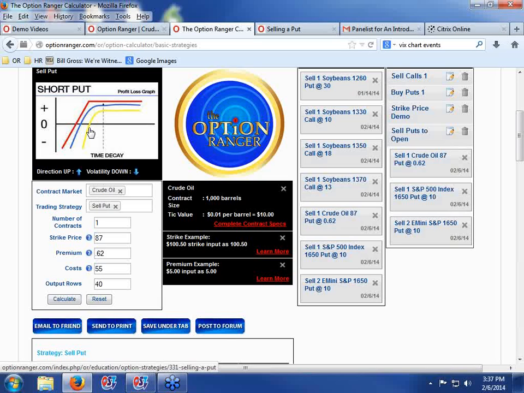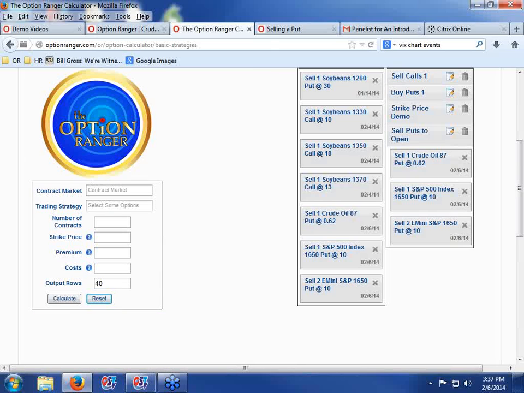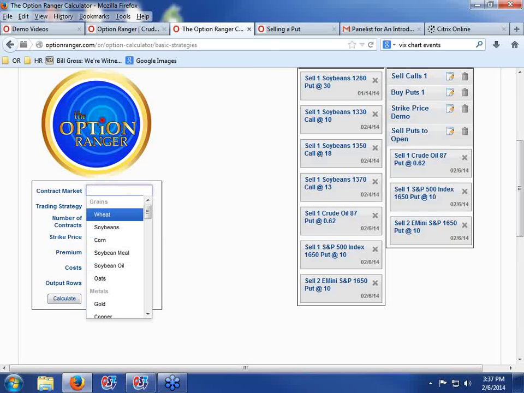So in the case of crude oil, you get the detail on the contract specs. So let's go ahead and reset this, and I will put in the trade again just to show you how simply this works. Let's say in this case we're working with crude oil. There's a drop-down menu where you can select your contract, or you can start typing in your contract, and you are taken to the particular contract.